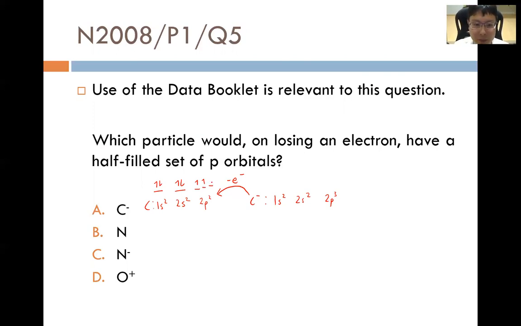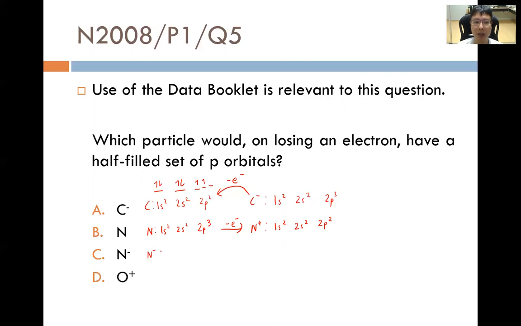It's not half-filled. For nitrogen, 1s2, 2s2, 2p4, sorry, 2p3, because it has 5 electrons in the valence shell. When the N atom loses an electron, it will form the N+ ion, whereby the electronic configuration is 1s2, 2s2, 2p2, which is the same as that of C-. Again, it doesn't have a half-filled set of p orbitals.